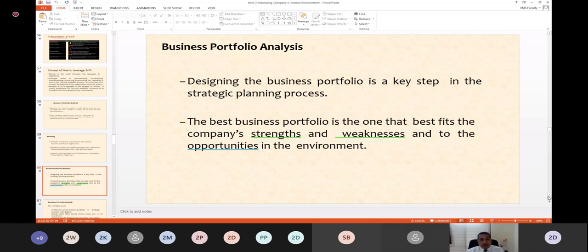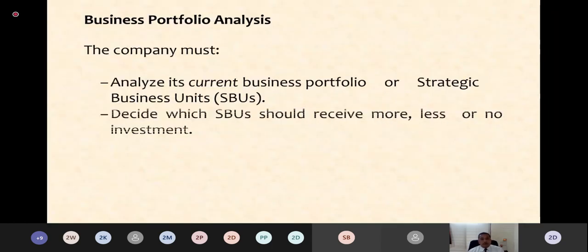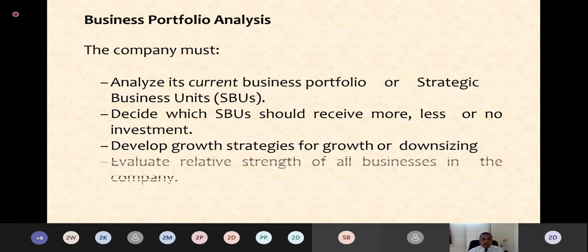For business portfolio analysis, what is important is that a company should have analyzed its current business portfolio or strategic business units. For doing this analysis, we'll have to first understand the current business portfolio, what different types of businesses the company owns, how many strategic business units we have, how many product lines we have. That we'll have to first understand. Then decide which SBUs should receive more, less, or no investment.